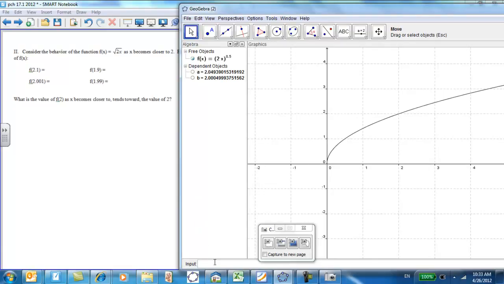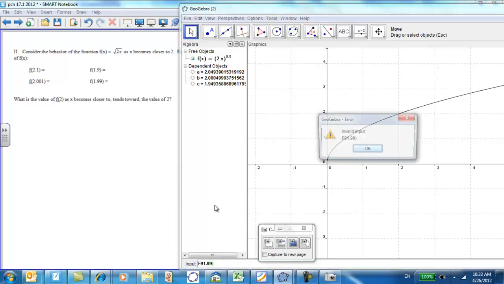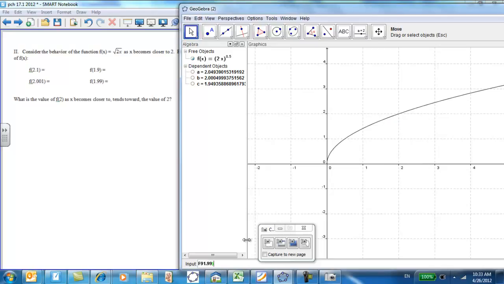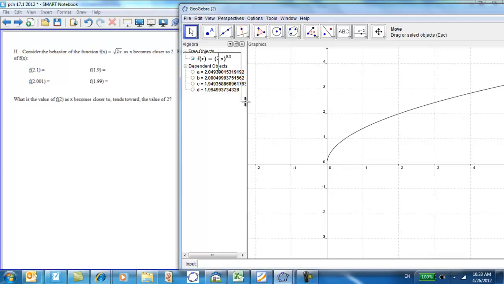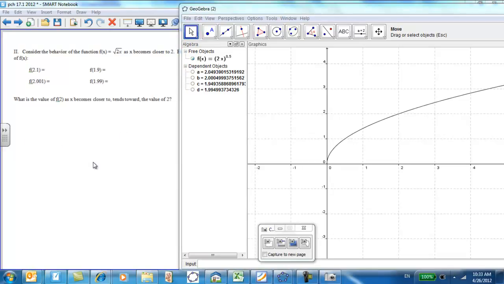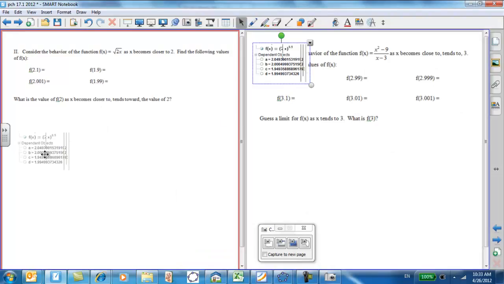Let's try f(1.9), or f(1.99). Okay. There we go. And there's our values for that. Take the square root. So, let's put that over here.